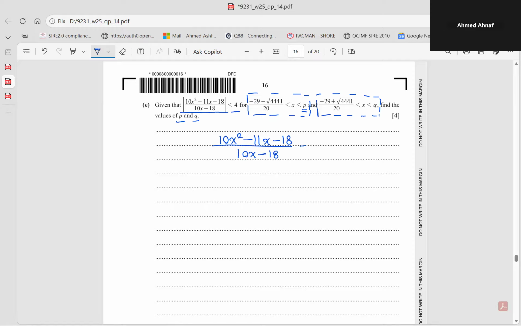10x minus 18 equals 4. Okay, so 40x minus 72 equals 10x squared minus 11x minus 18. So 10x squared minus 11x minus 40x is 51x, plus 72 minus 18, which is 54. Yeah, that equals 0.